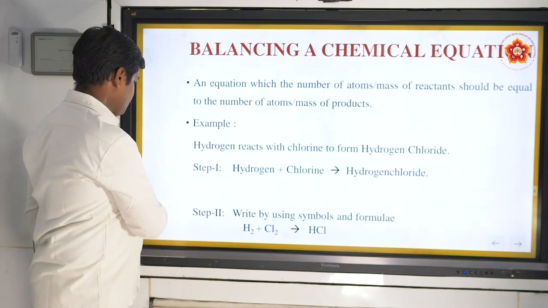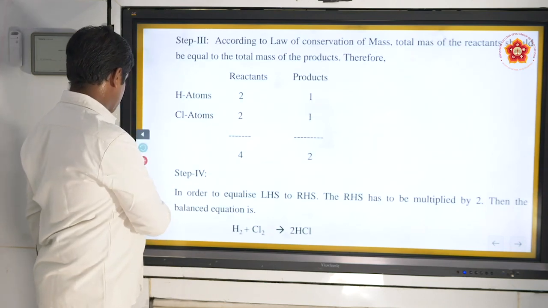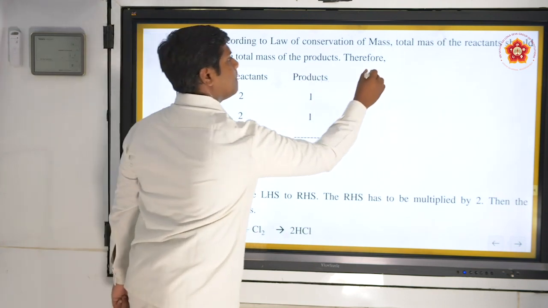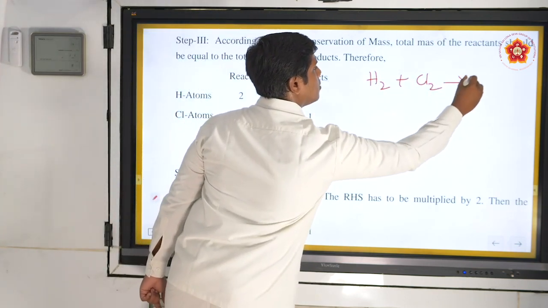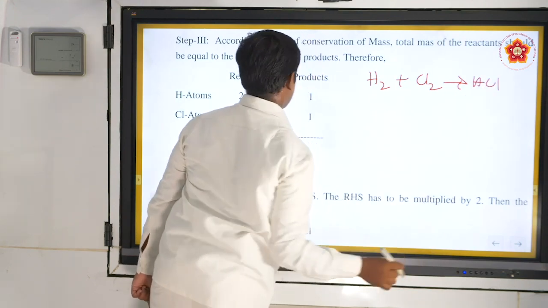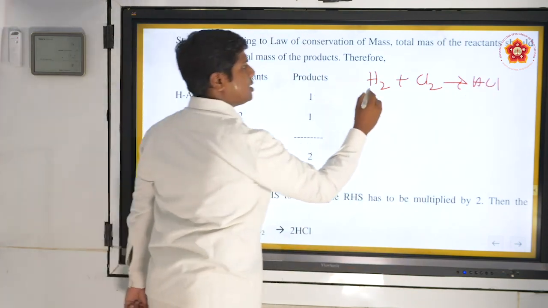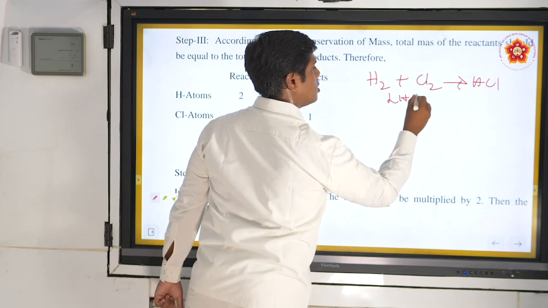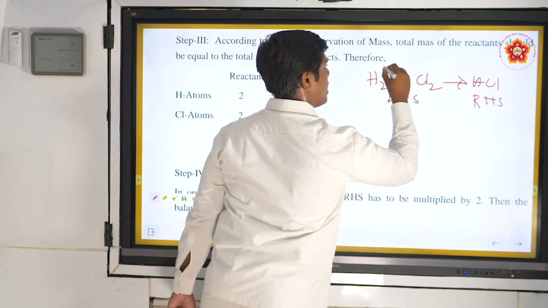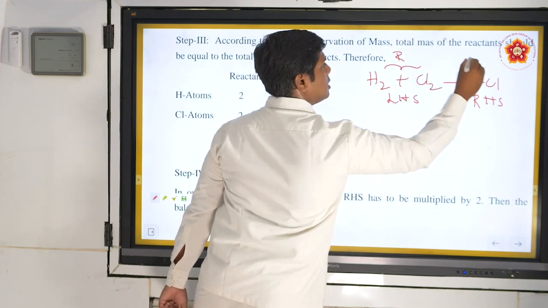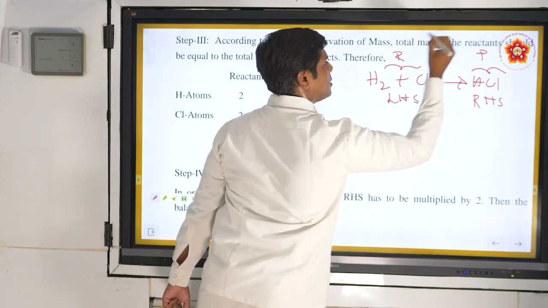Third step, first this is the left hand side, right hand side. These are known as reactants. This is known as products.